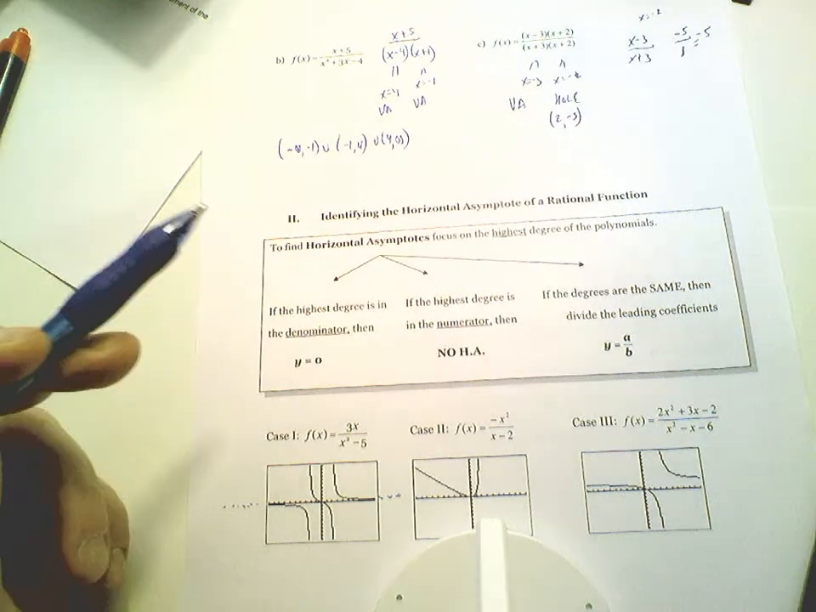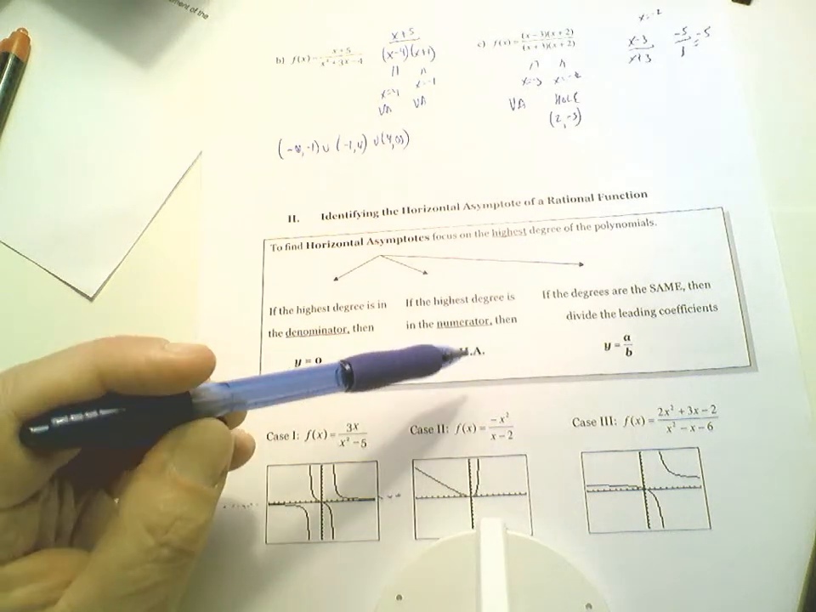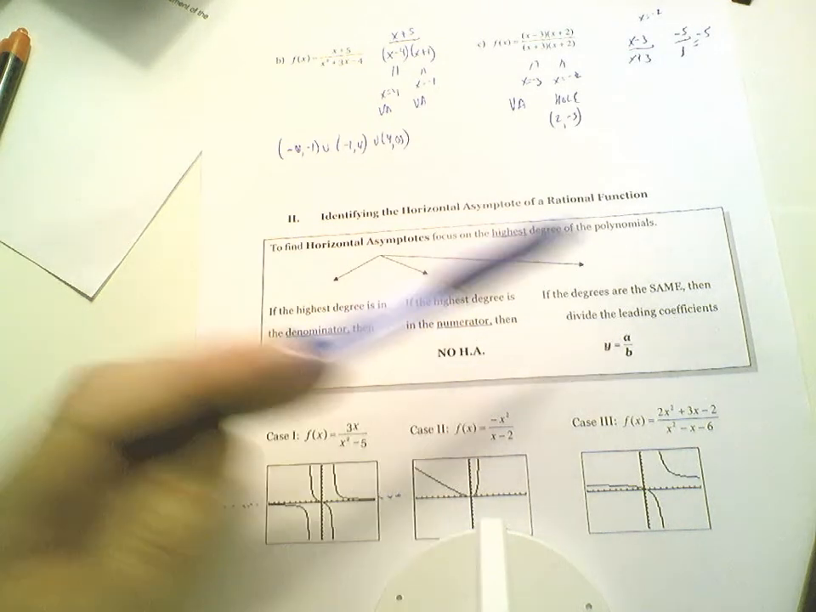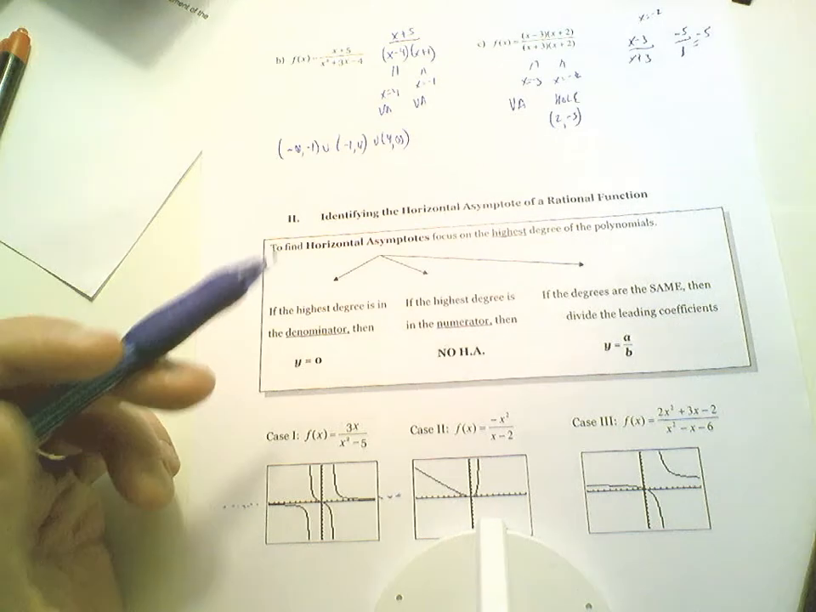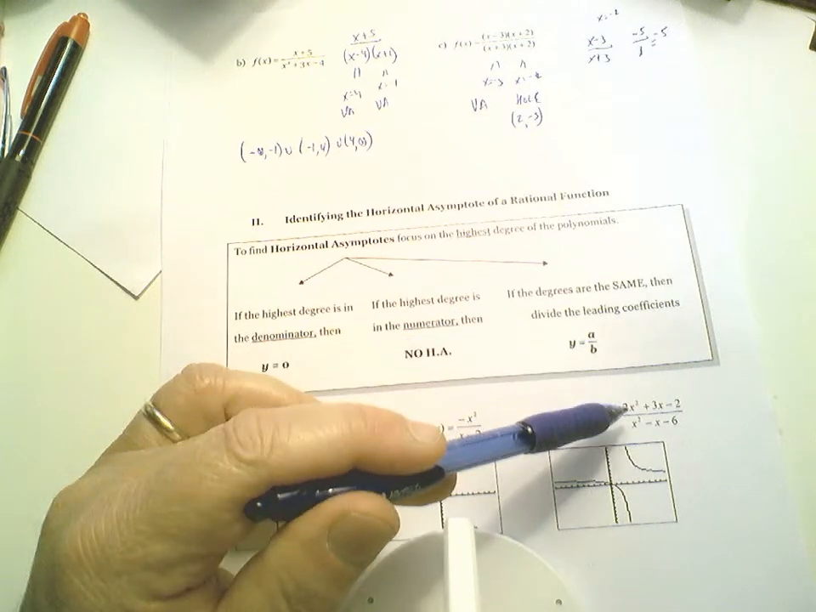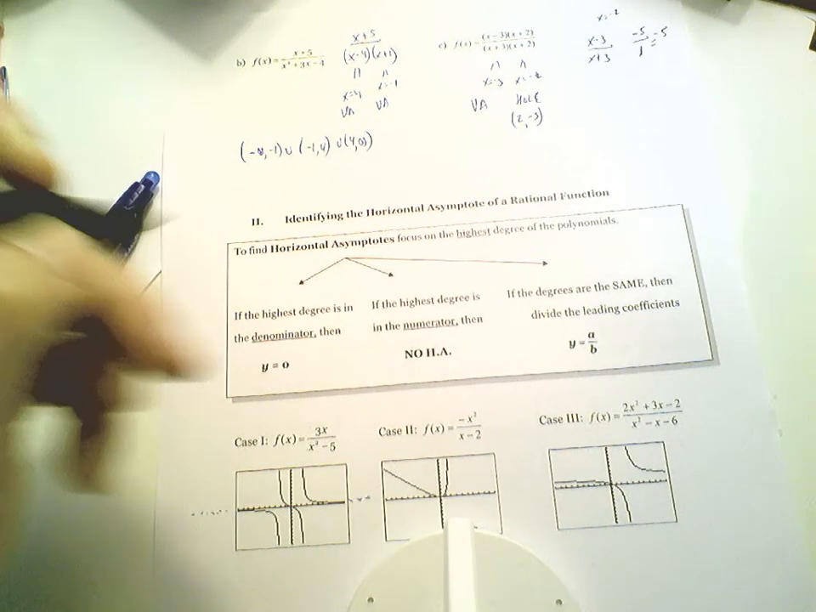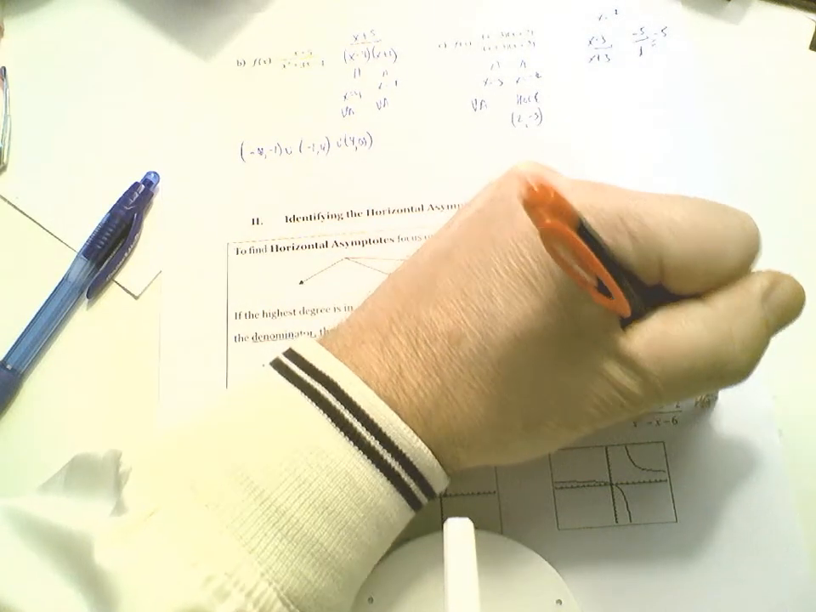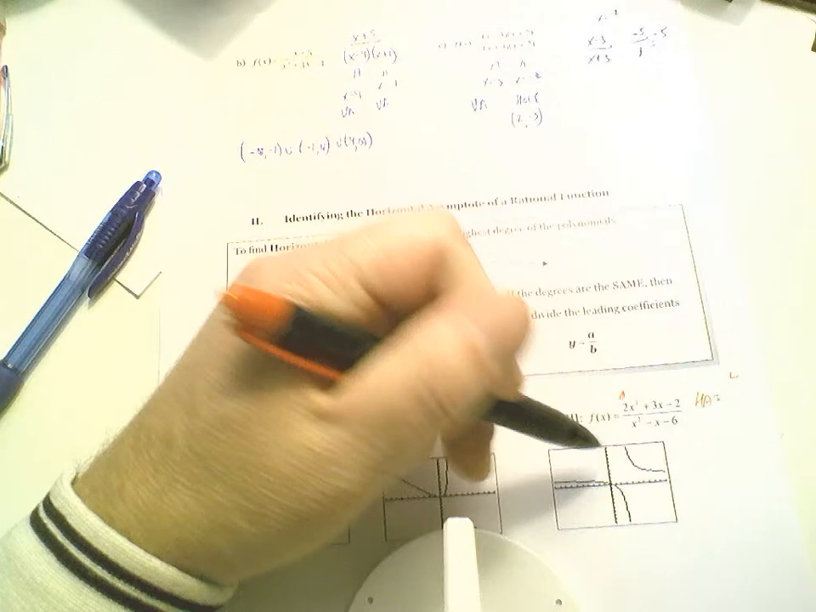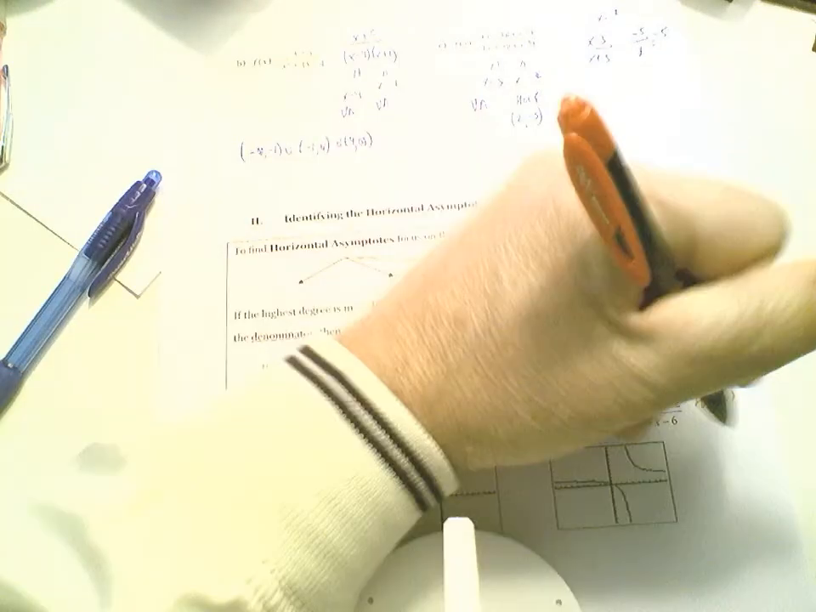And finally, if the degrees are the same, if there's a tie, the numerator and the denominator are the same degree, look at the leading coefficient that goes with the high degree term, and then take the ratio of them. That's what you see down here: 2x squared plus 3x minus 2 over x squared minus x minus 6. Both are second degree polynomials. To figure out your horizontal asymptote, you look at the coefficient that goes along with the x squared term in both of these. 2 over 1. You're going to have a horizontal asymptote at y equals 2.